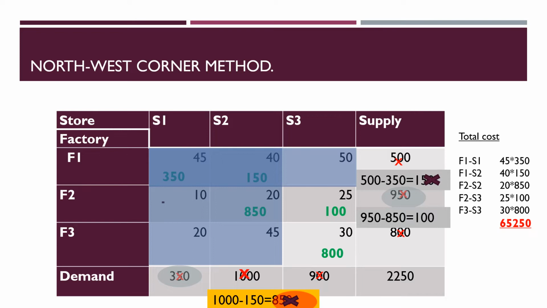Now, the final step is to calculate the total cost. Total cost can be calculated by multiplying the transport cost of each particular cell with its quantity. When we take the first cell, F1 S1 cell, 45, that is the transportation cost, should be multiplied with 350 units. Then in the next one, 40 should multiply with 150 units. Likewise, all the cell costs should be added together to find the total cost. Here the total cost is 65,250.